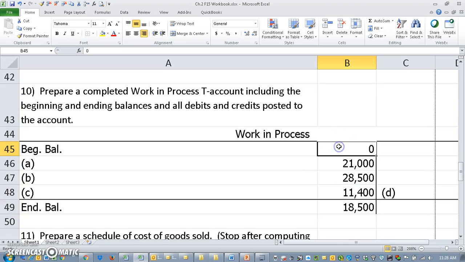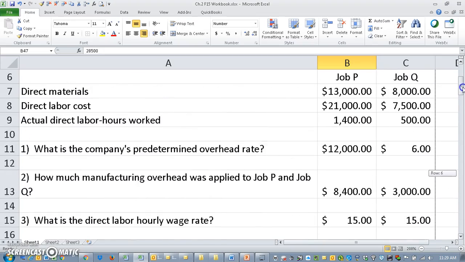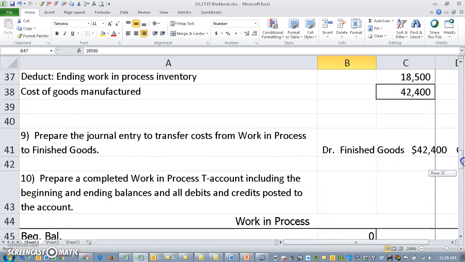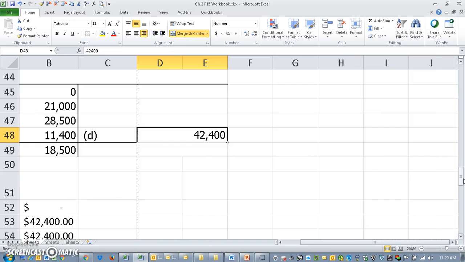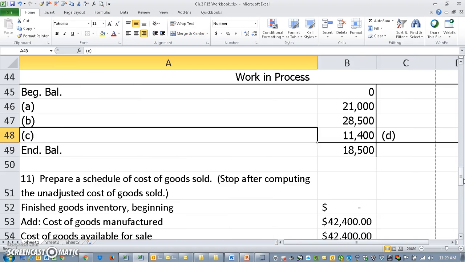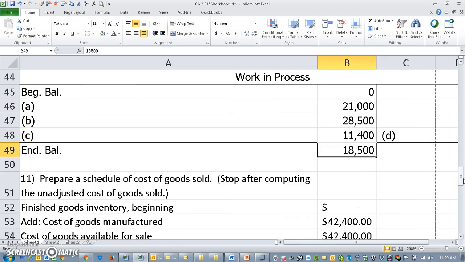So our beginning balance was 0. We added the $21,000 of direct materials into work in process. Okay, the $28,500 in direct labor, as well as the $11,400 of manufacturing overhead. Okay, now we're going to reduce that account by the $42,400 that we've moved into finished goods. Okay, that's the credit, and then our ending balance will give us $18,500.